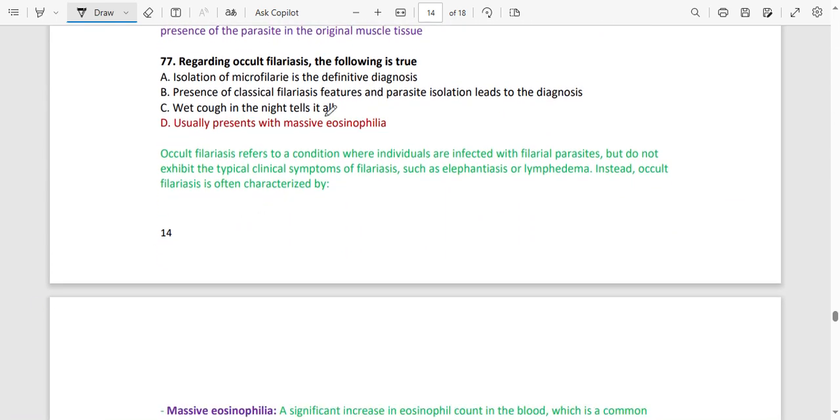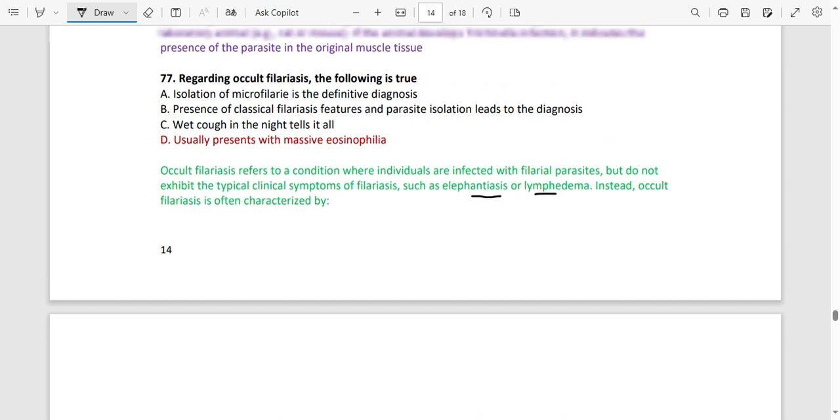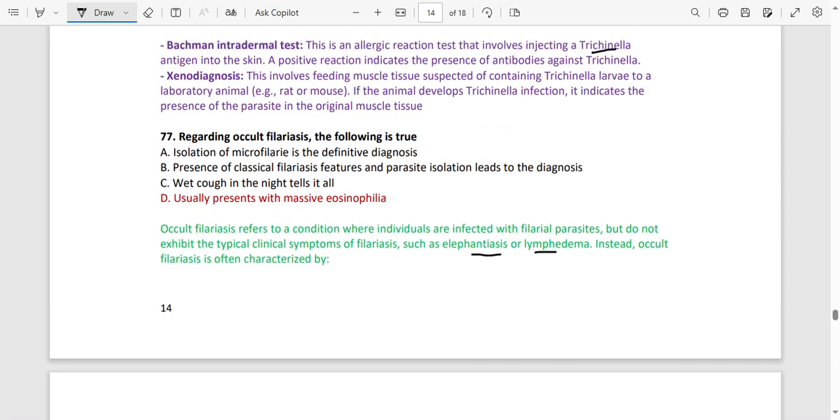77. Regarding occult filariasis, the following is true. Occult filariasis refers to a condition where individuals are infected with filarial parasites but do not exhibit the typical clinical symptoms of filariasis, like, for example, elephantiasis or lymphedema. Instead, it is only characterized by massive eosinophilia and subclinical symptoms like non-specific fatigue and weight loss. You see, they don't have those characteristics.